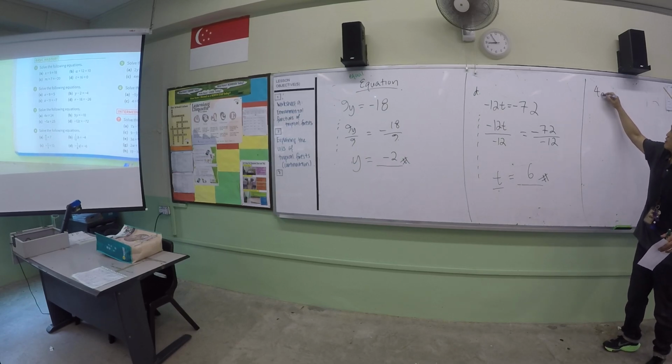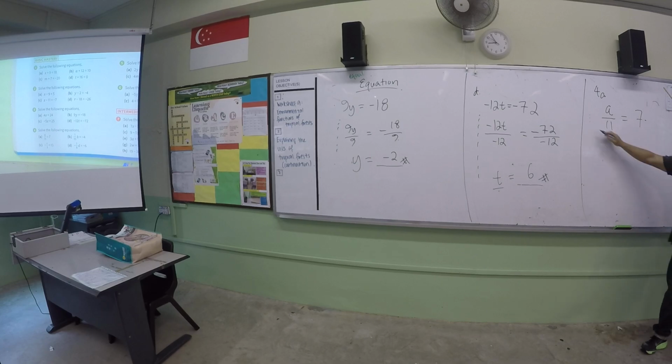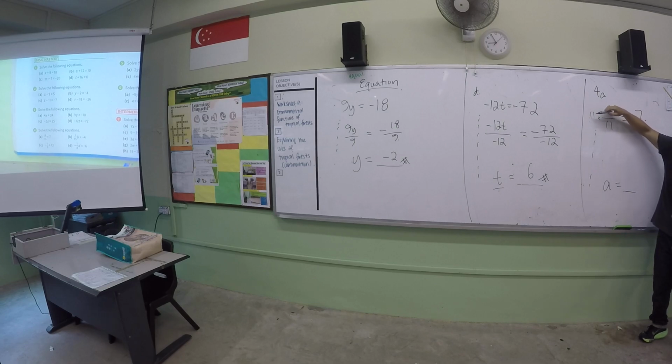Okay, might as well. 4a. A over 11 equals to 7. Endpoint. What is A? How to make left hand side A divided by 11 equals to A? I need to, just looking at the left hand side, I need to multiply 11. So that 11 cancel become 1.